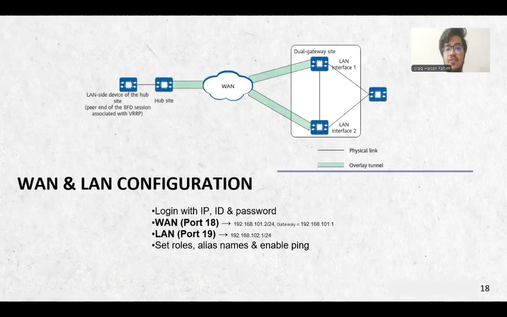Firewall policy and result. Create a firewall policy. Incoming port 18, outgoing port 19. Source IP blank. Allow all traffic, action equals accept, LAN 1 to LAN 2. Communication enabled successfully. Firewall security results.